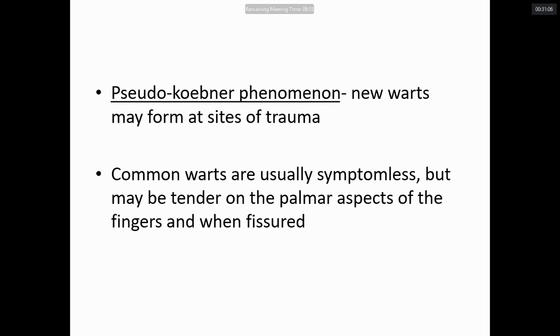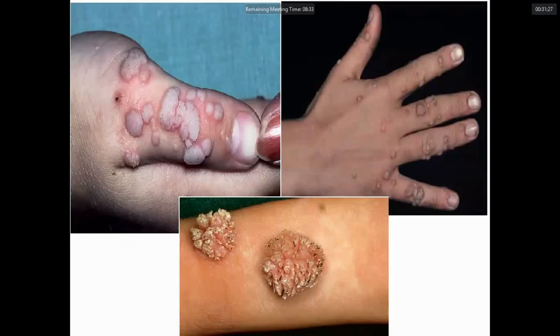And in case of warts, there occurs a phenomenon called the pseudo-Koebner phenomenon, which means the appearance of warts over a scratched site due to autoinoculation of the virus. It is called the pseudo-Koebner phenomenon. And the warts are usually symptomless. There are no symptoms. These are the pictures of warts you have seen. It's common.